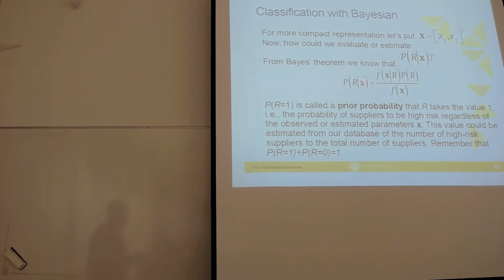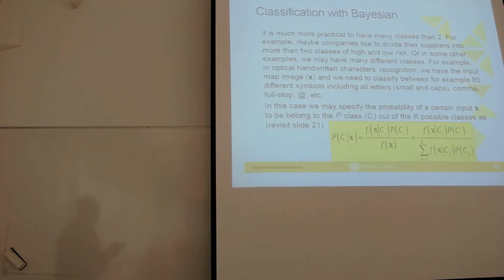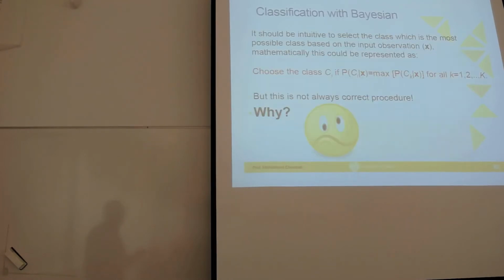Here we call the probability of the class the a priori probability, and the probability of r given x is the posterior probability, because we take this probability after we know the attributes x. f of x is called the evidence, and f of x given r is the likelihood. This is the general formula, but we showed also that we should select the class which maximizes this probability.